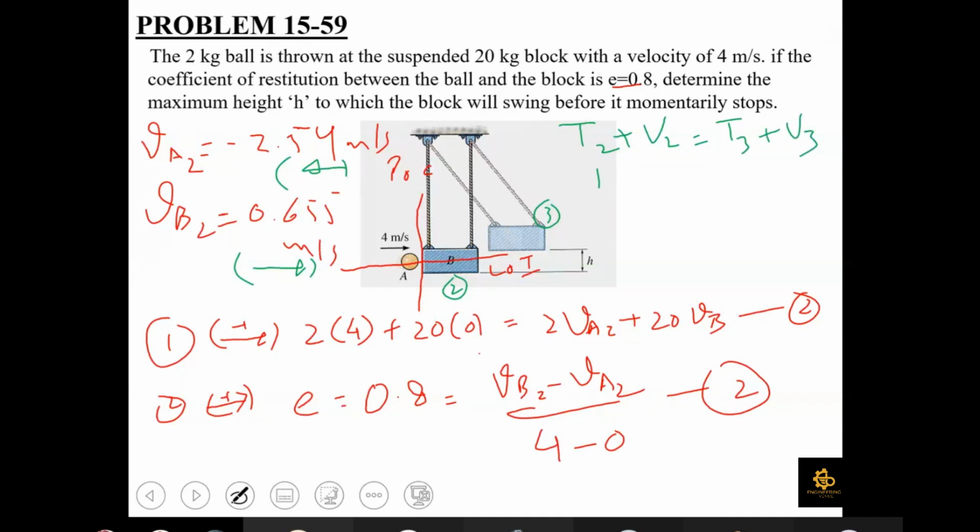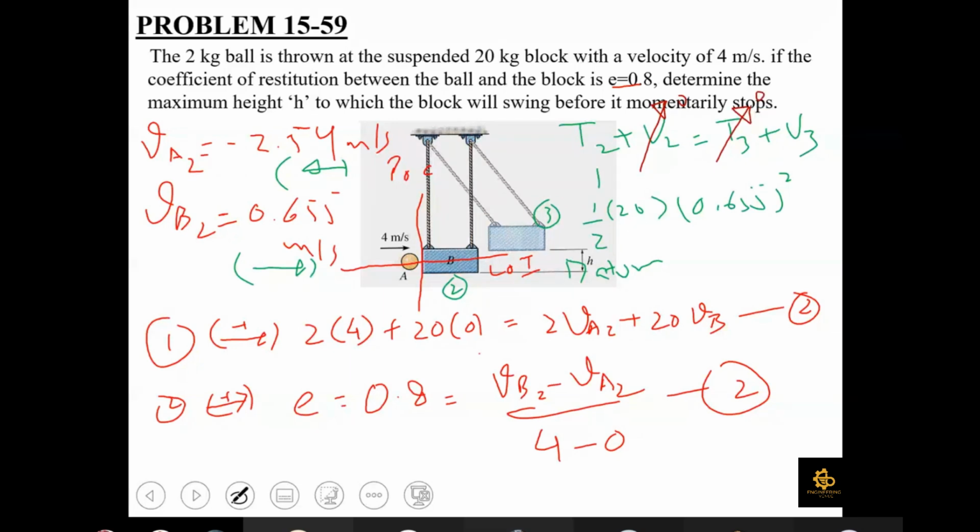The kinetic energy is given to you as half mv square. So it is going to be half 20 into 0.655 square. Let's suppose that we are defining the datum at position 2. So if the datum is being defined at position 2, what is the gravitational potential at datum? 0. What about T3?